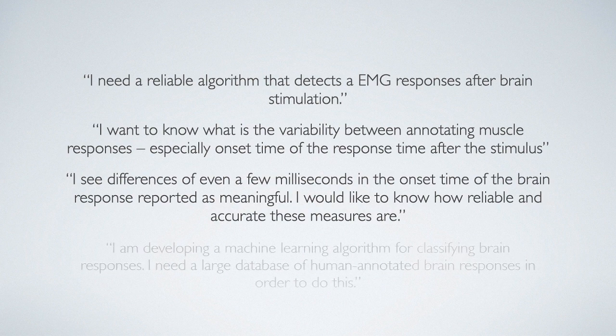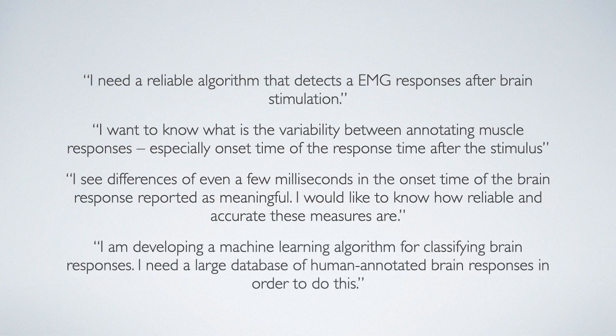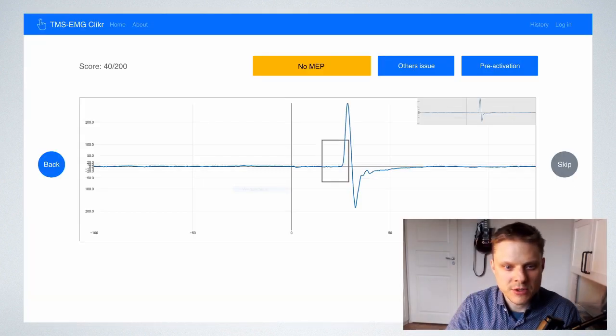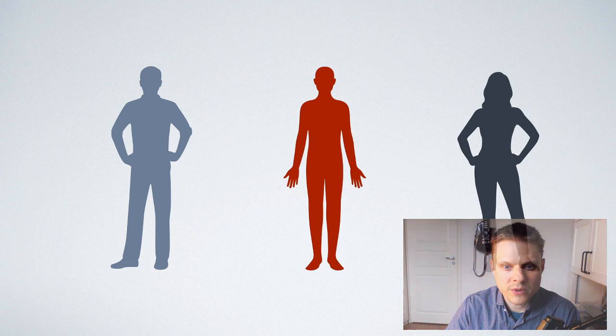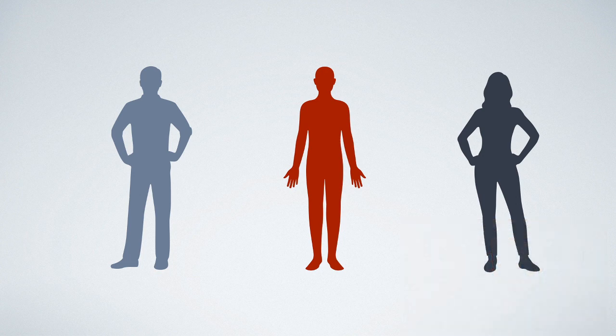I'm developing a machine learning algorithm for classifying brain responses. I need a large database of human annotated brain responses in order to do this. Our platform aims to facilitate the issues raised in these comments. And how do we do that? I will present three hypothetical researchers and show in which way their capabilities and needs can bind together in a synergistic way.